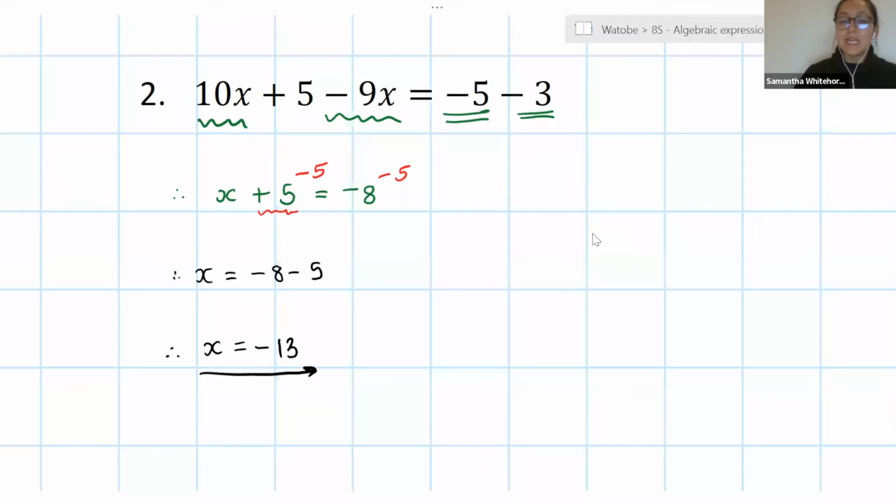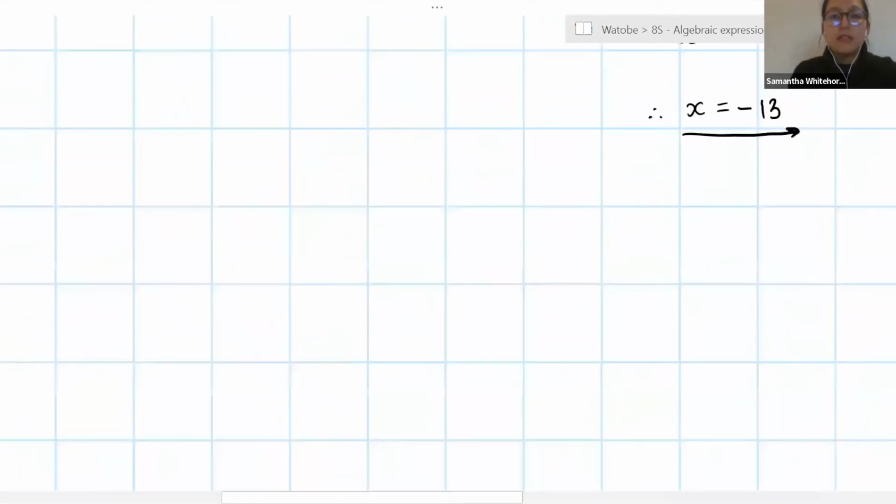So by getting x alone, I'm solving for x. Alrighty. So let's have a look then at question 3.